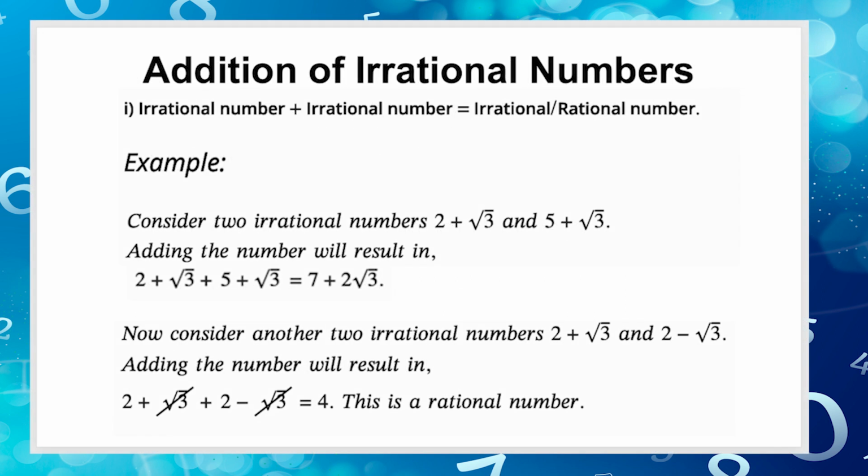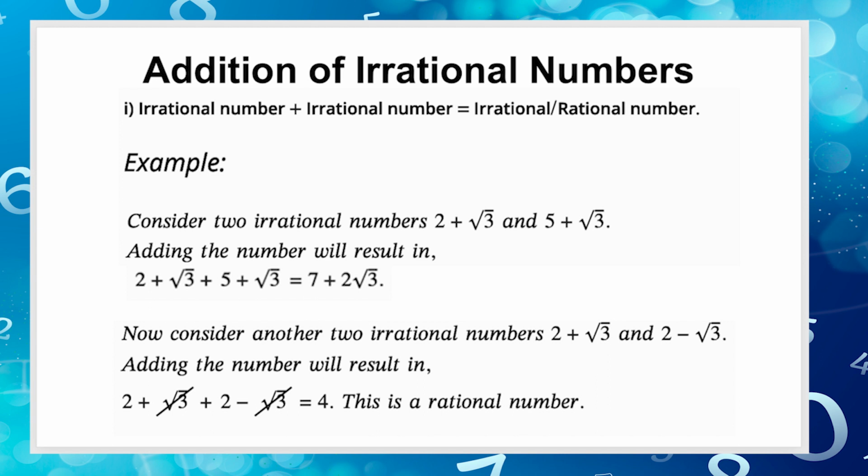Students, let us start with the addition of irrational numbers. On adding two irrational numbers, we must get a rational or an irrational number? Let us make this more clear by taking an example. On adding 2 plus root 3 and 5 plus root 3, we get 2 plus 5 equals 7 and root 3 plus root 3 equals 2 root 3. That is 7 plus 2 root 3, that is an irrational number.